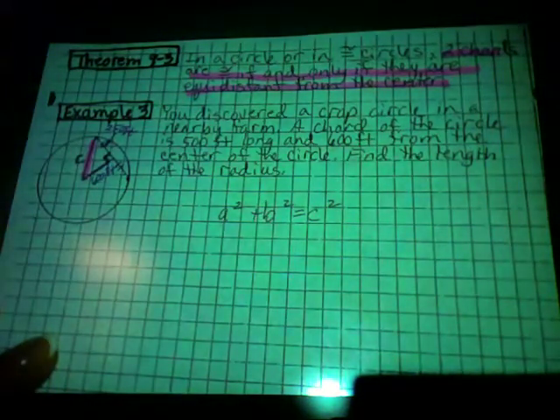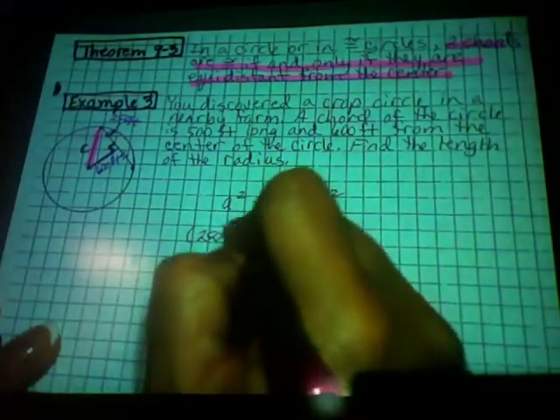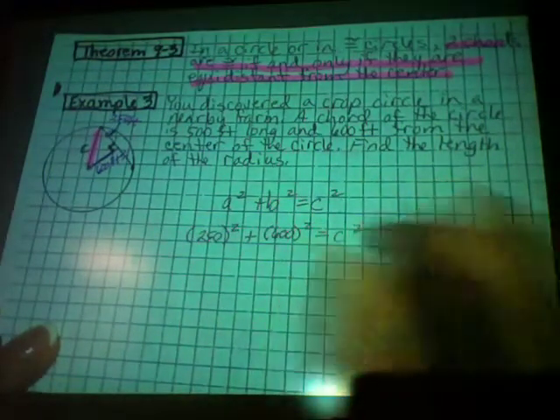So we have the two legs of our right triangle. You are to find the length of the radius. Knowing two sides of a right triangle, how do you find the length of the radius? Pythagorean theorem. So let's use it: a squared plus b squared equals c squared. This is my c because it's my hypotenuse. It doesn't matter which one's a. We take 250 and square it, take 600 and square it, and it should equal c squared.